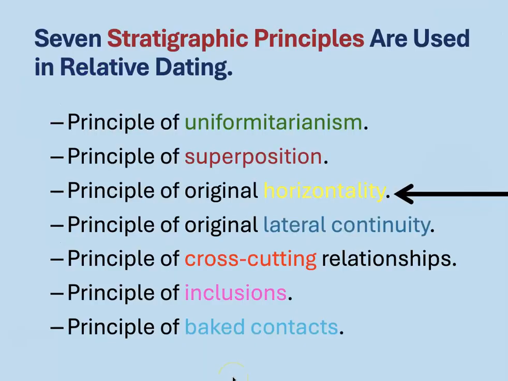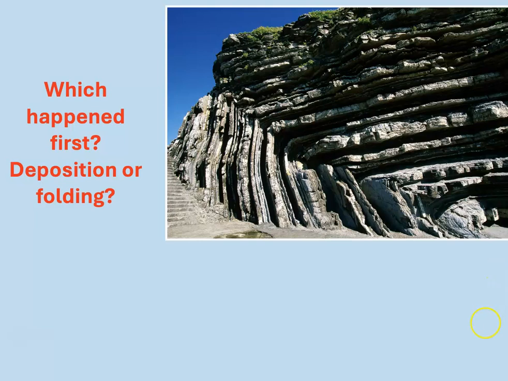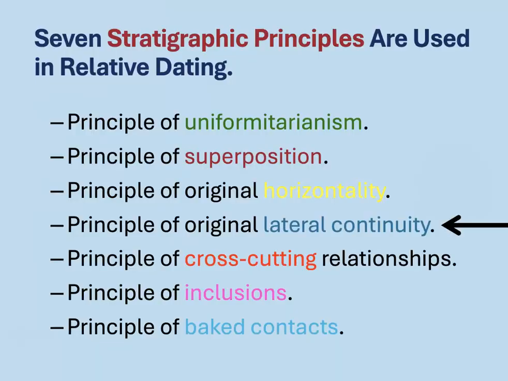The principle of original horizontality states that when rocks are formed as sediments, they are formed in large horizontal sheets. And if they are buried and turned into rocks, we then have large horizontal layers, such as shown here dissected by a stream. Here we see the Grand Canyon on the right, which shows an example of these horizontal sedimentary layers. Take a look at these layers. They're not horizontal anymore. You can see that they're slightly tilted, and then there's a sharp bend, a fold. What do you think happened first? That's right. First we have to deposit the rocks, and then we can fold them.